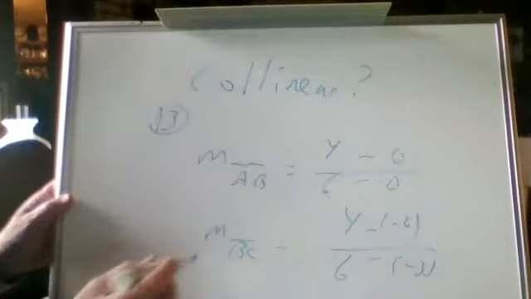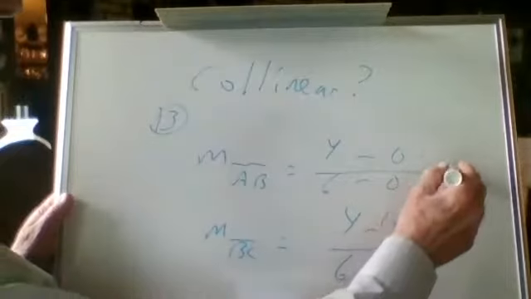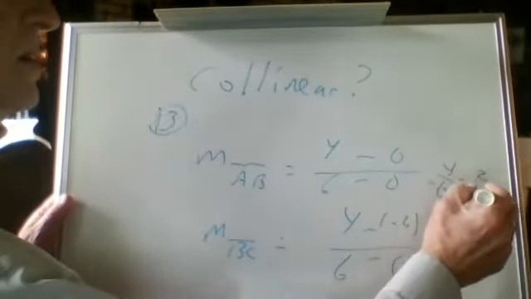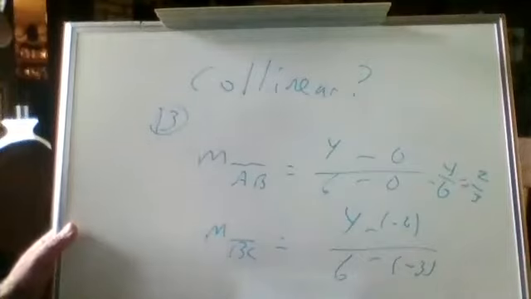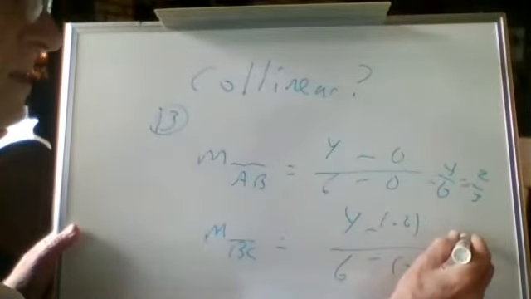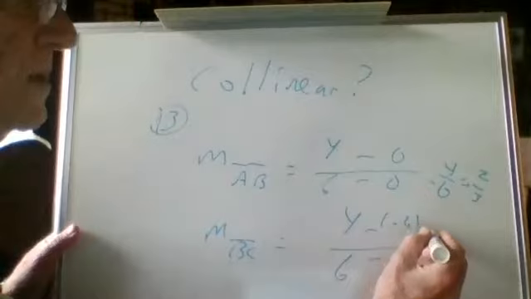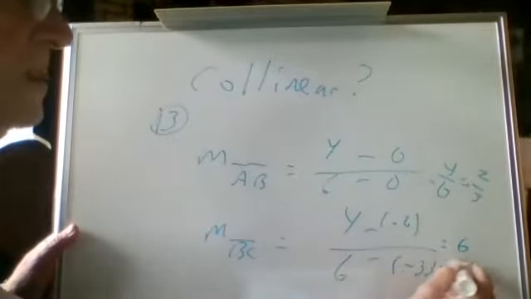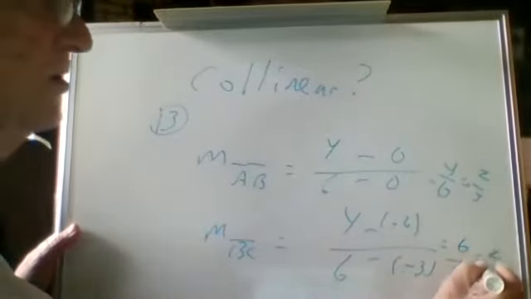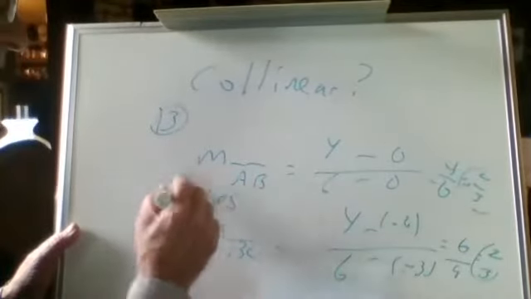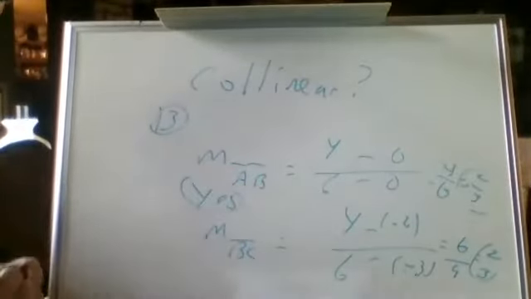All right, so 4 minus 0 is 4. 6 minus 0 is 6. That reduces to 2/3, okay? All right, a negative times a negative is a positive, so 4 plus 2 is 6. And the negative times negative is positive, 6 plus 3 is 9. 6 over 9 reduces to 2/3. So 2/3 equals 2/3. So you're right, yes, and you're done, but you got to show your work, okay?